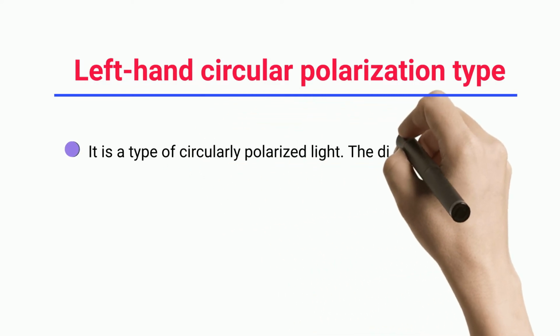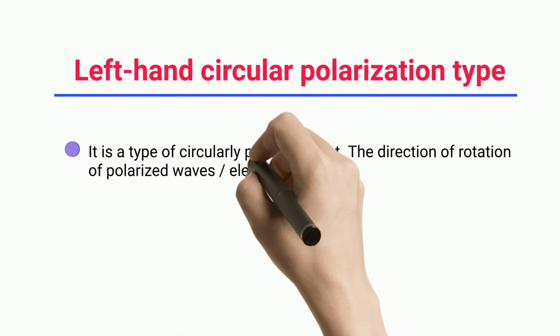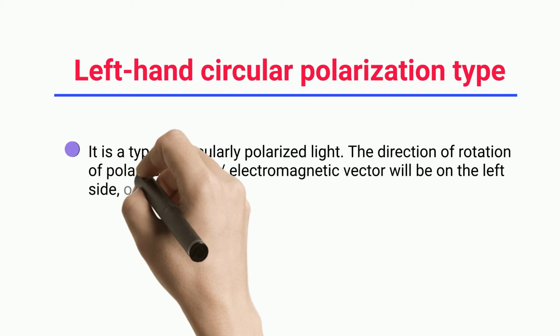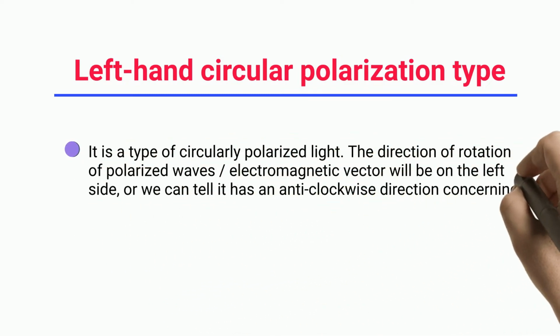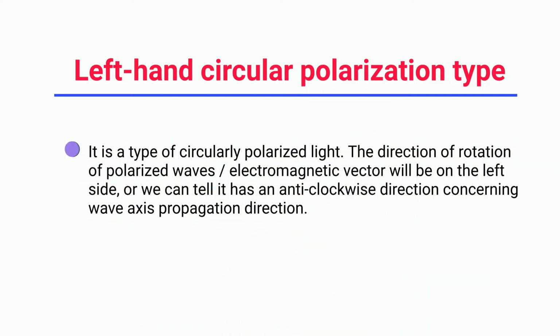Left-hand circular polarization type. It is a type of circularly polarized light. The direction of rotation of polarized waves / electromagnetic vector will be on the left side, or we can say it has an anti-clockwise direction concerning the wave axis propagation direction.